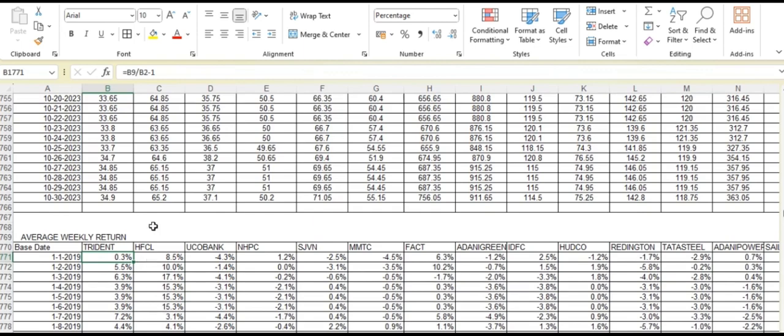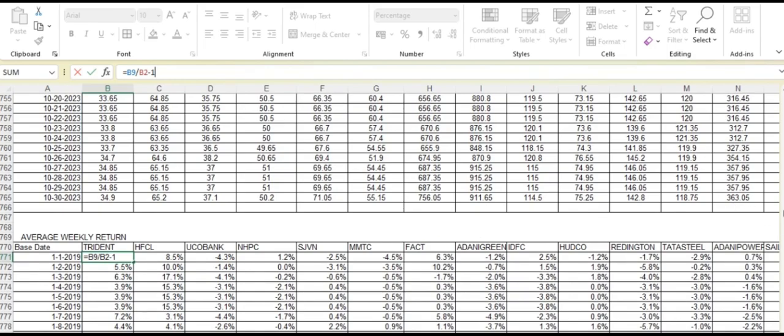The simple way to do that would be to create a base date or an anchor date. Let's say, since we are starting from the 1st of January 2019, I'm taking that as the base date, and then compare the prices on 1st of January 2019 with the prices a week after. So that would mean 8th of January 2019. So if you see the formula here, it refers to B9 upon B2 minus 1. The minus 1 essentially is the return.